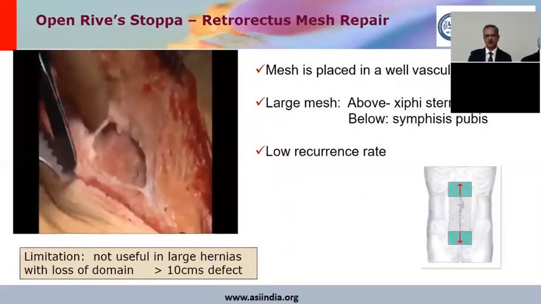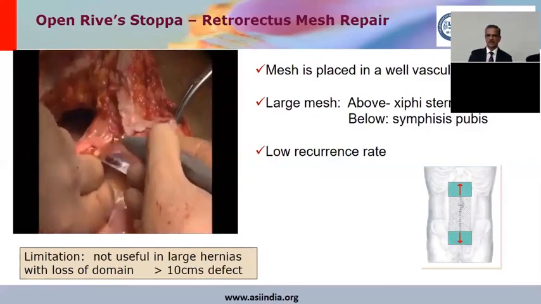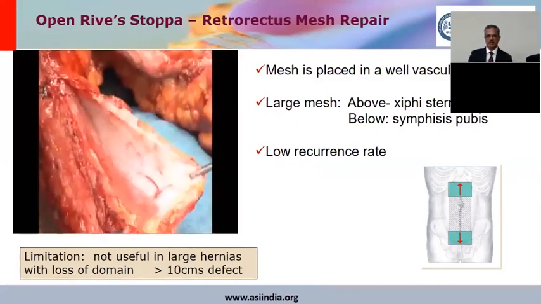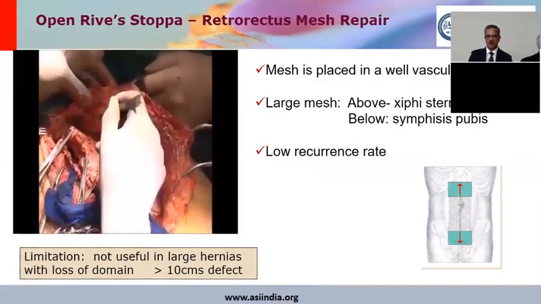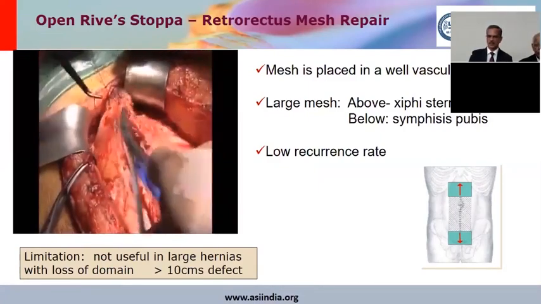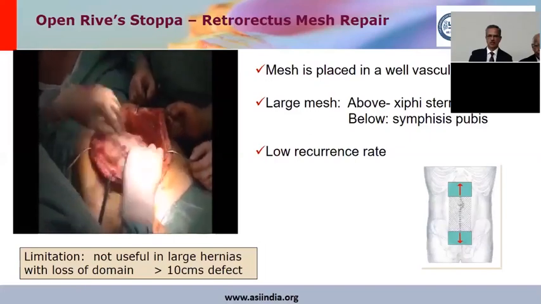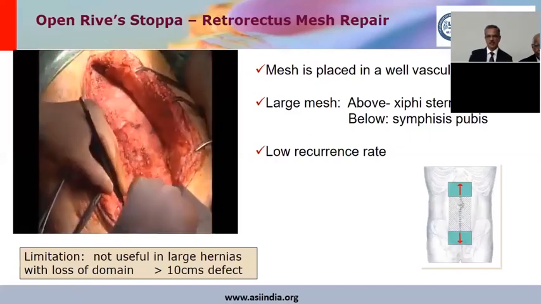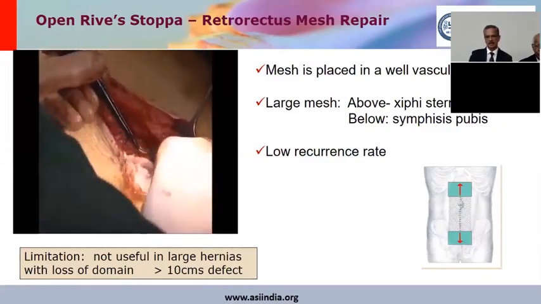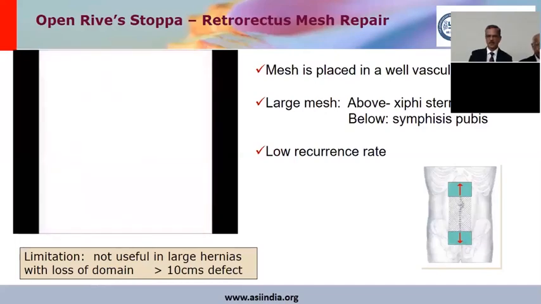So this shows what we all do, the open Rives-Stoppa technique. That is the retromuscular or the retrorectus mesh repair, wherein we create the retrorectus plane and go up to the neurovascular bundle, and then see the muscles, close the posterior rectus sheath and then put an appropriate size mesh. Sometimes it can be fixed, many times it may not be required to fix it, and then close the anterior rectus sheath and the skin with or without drain.